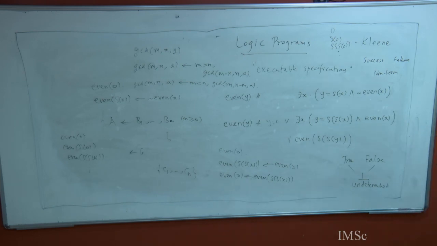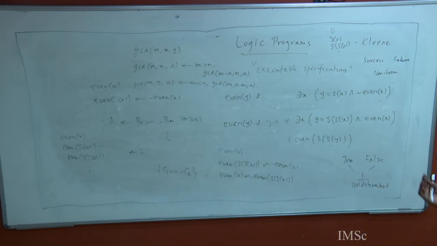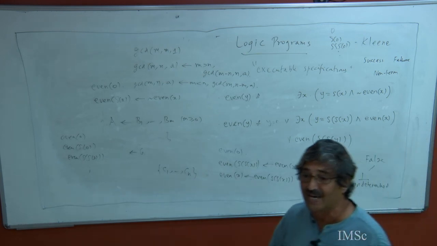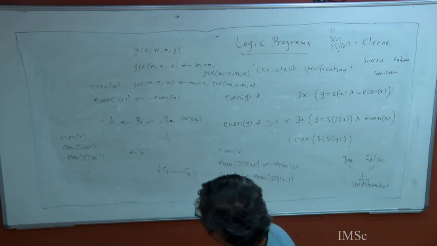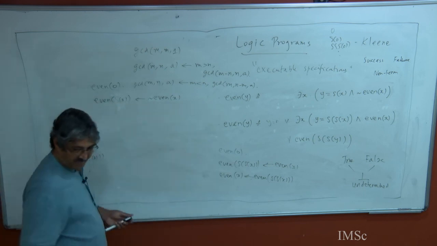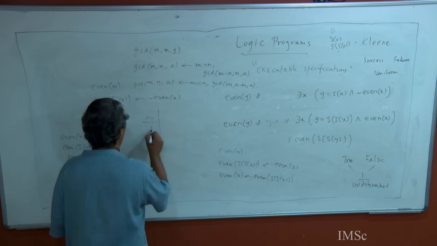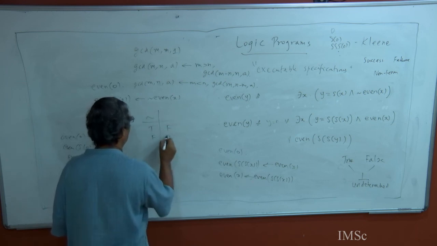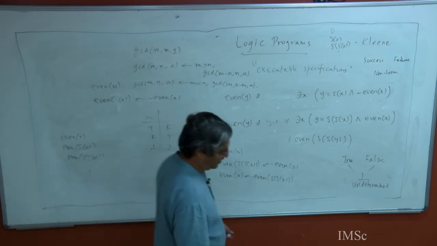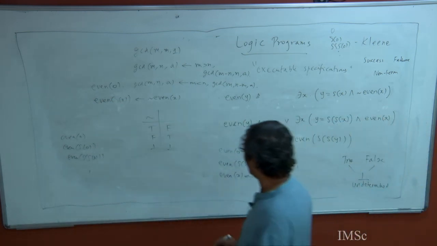And in the process, next time, as I said, I'll take it up. So what we will do is to give semantics to logic programs using Kleene's three-valued logic. Now you've got three values, so what does negation mean? Negation of true is false, false is true, bottom is bottom. This is what you would expect. What about conjunction?